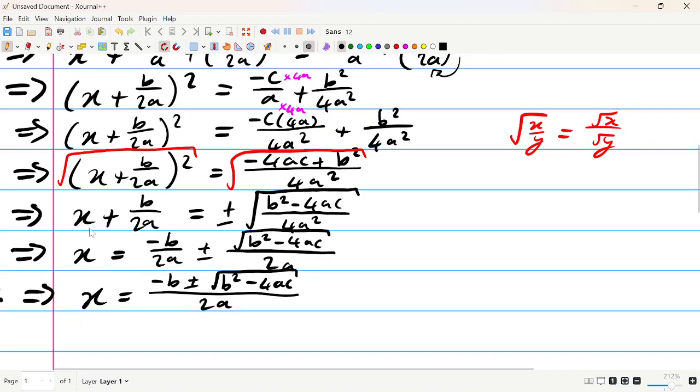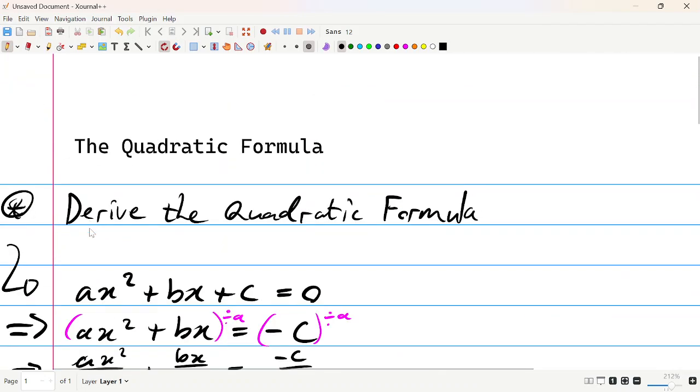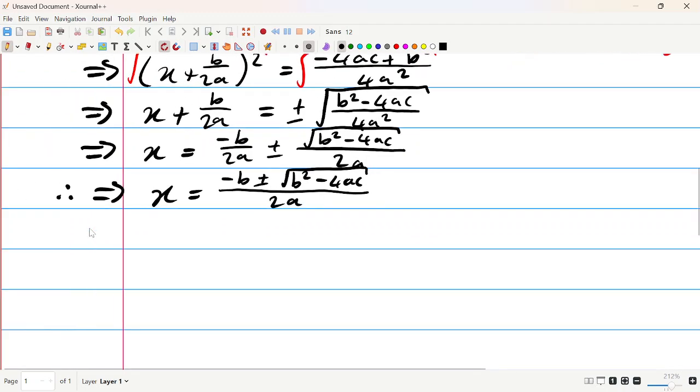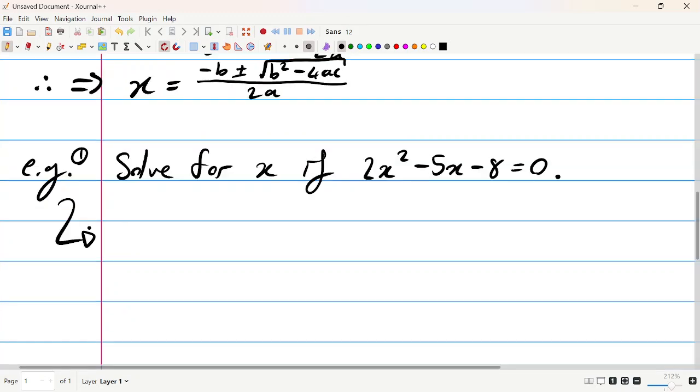Now that we've actually derived the quadratic formula from all of these steps, and it's not that many steps, we are going to apply this quadratic formula to different quadratic equations to get our x values, which we call the roots of an equation. You'll learn more about this in functions, where all of this is applied. So let's get into the first example.